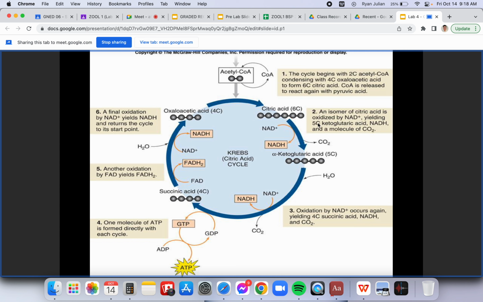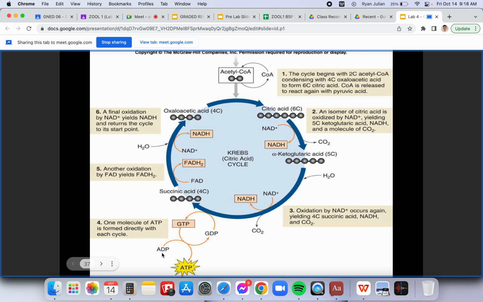And for our second process, an isomer of citric acid is oxidized by NAD+, producing 5C ketoglutaric acid, NADH rather, and a molecule of CO2, which is right over here. It is followed by oxidation by NAD+ again, yielding 4C succinic acid, which is right over here, NADH, and the presence of CO2.